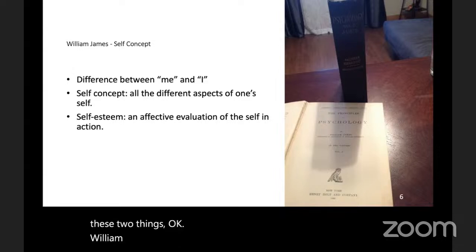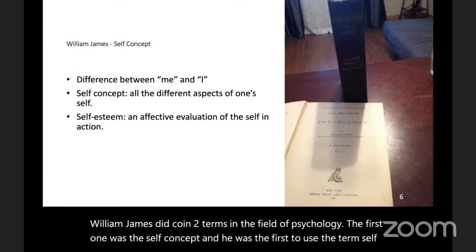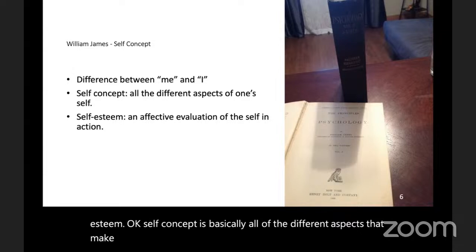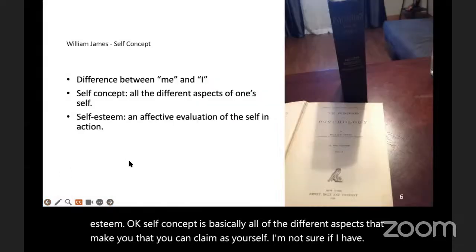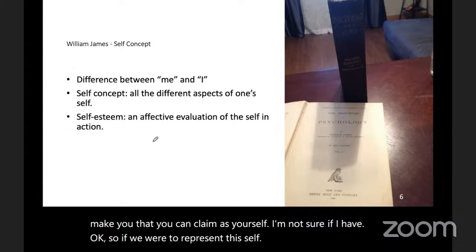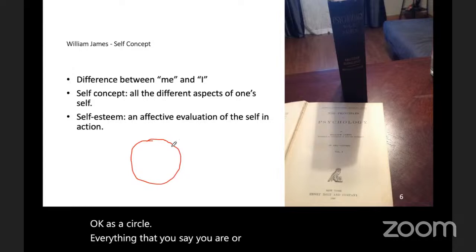William James did coin two terms in the field of psychology. The first one was the self-concept, and he was the first to use the term self-esteem. Okay. Self-concept is basically all of the different aspects that make you you, that you can claim as yourself. Okay. So if we were to represent this self as a circle, everything that you say you are or you are, it would be put inside of this circle.